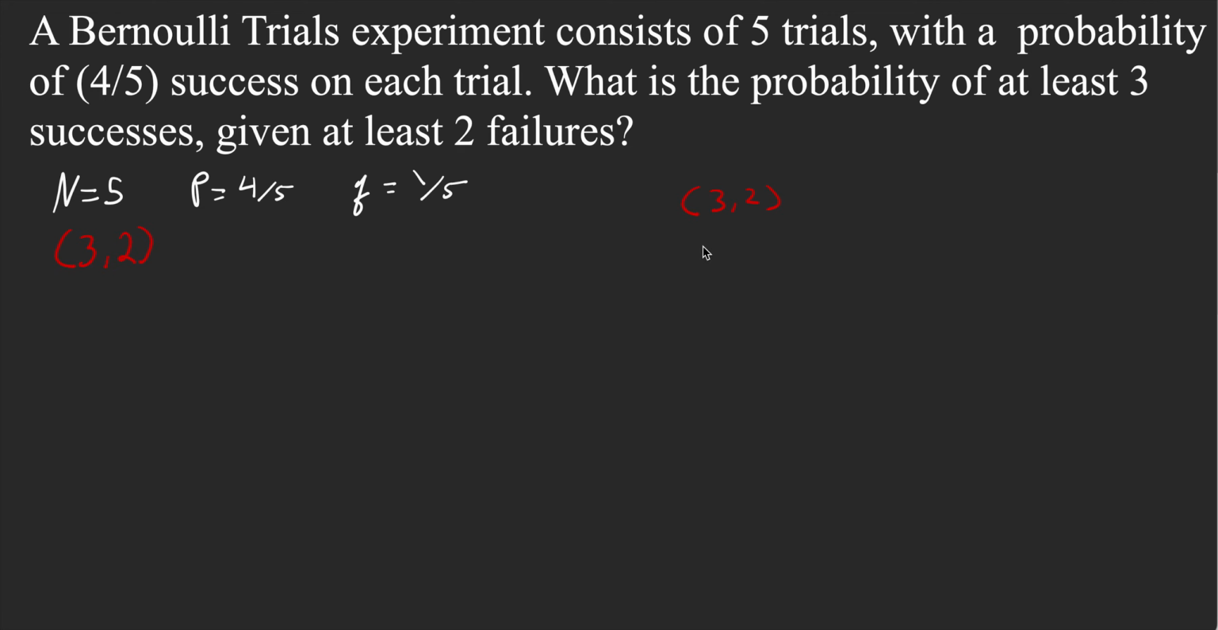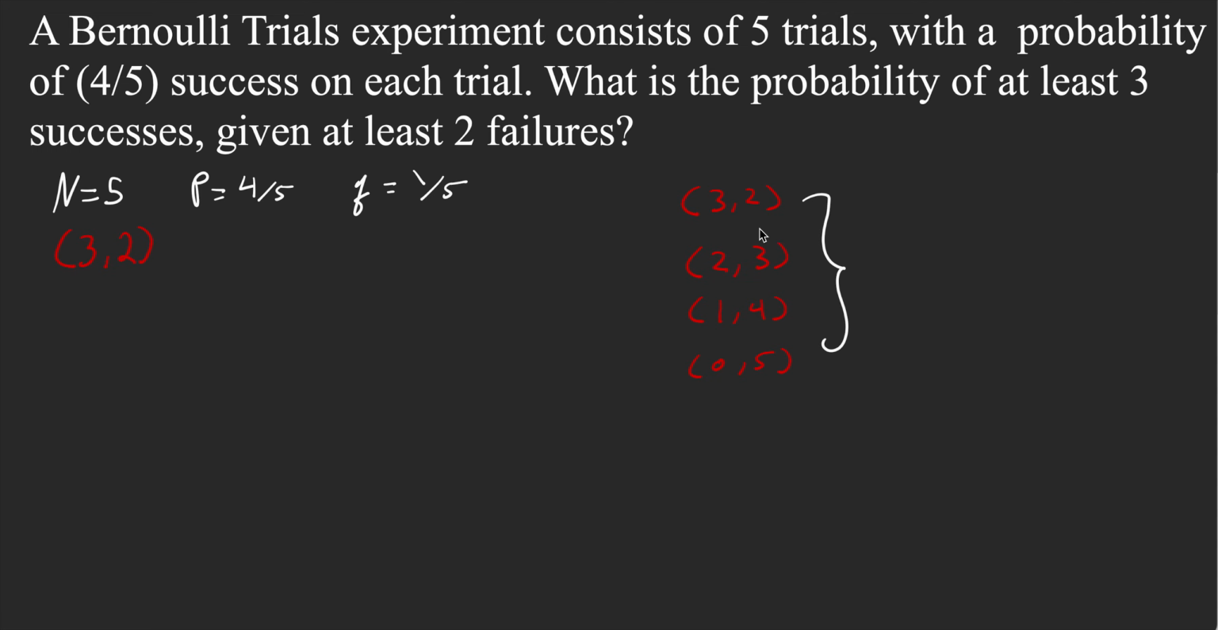Well, you could have 3 failures, so then you have 2, 3. You could have 4 failures. Or you could have all fails, right? So at least 2 would be 2, 3, 4, 5 failures. And that's 1, 2, 3, 4 Bernoulli trials we're going to have to do. And I don't want to do that. So is there another way we could find this? What is the complement to these scenarios?